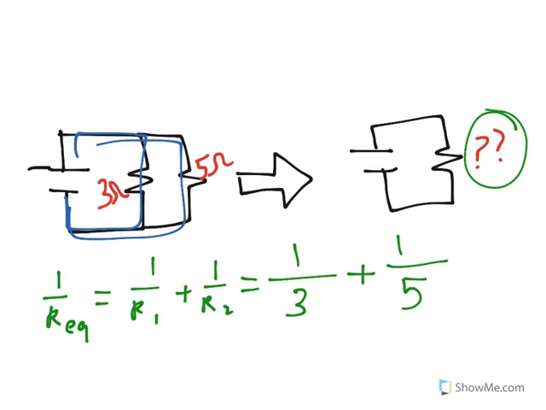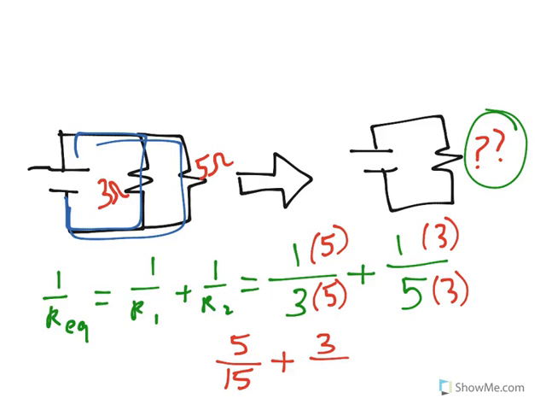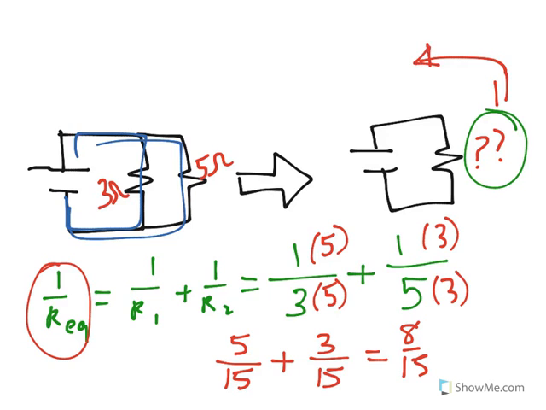So now we've got 1/3 plus 1/5. I'm going to multiply both the top and the bottom of this by 5, which is the same thing as multiplying by 1, so it doesn't change the value of the fraction. And then I'm going to multiply both sides of this by 3, and now we've got 5 over 15 plus 3 over 15, which is a lot easier to calculate. It's just 8 over 15. And that is 1 over R equivalent, so R equivalent is actually 15 over 8 ohms, or just under 2 ohms.